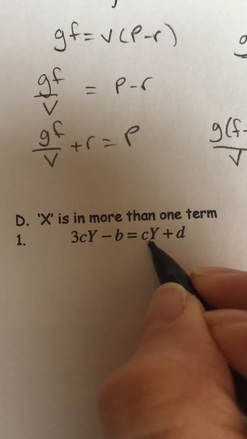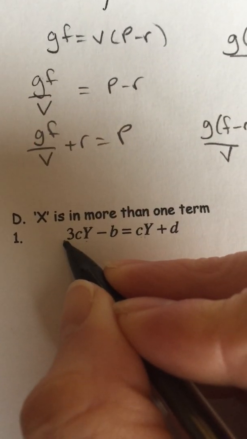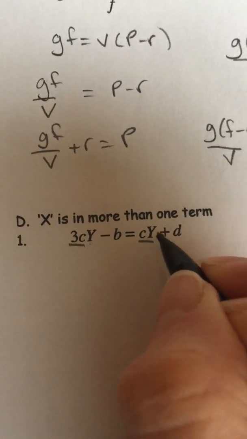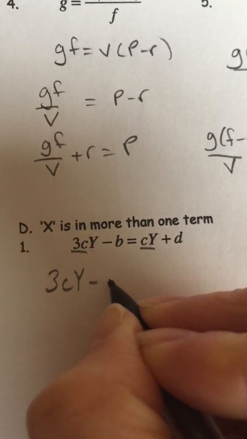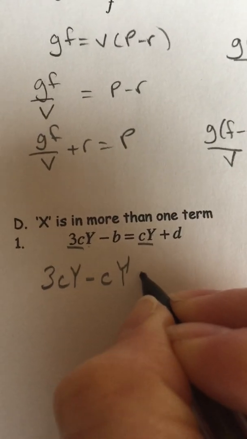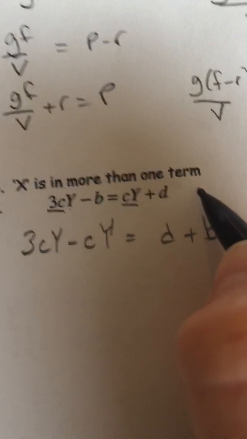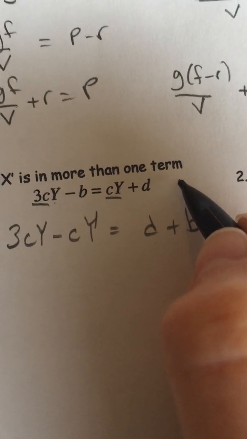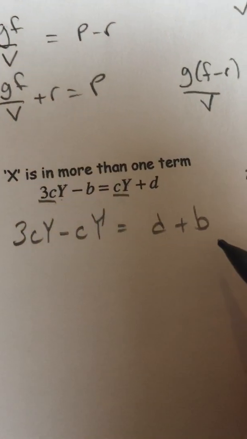It's in 2 spots. So we need to group the y's together. We need to think of this as 3cy and a cy. I'm going to subtract cy from both sides. 3cy subtract cy is equal to d plus b. I'm going to move that b over there by adding b to both sides. And I'm going to get rid of the cy by subtracting it from both sides. So now I got the y's both on one side.